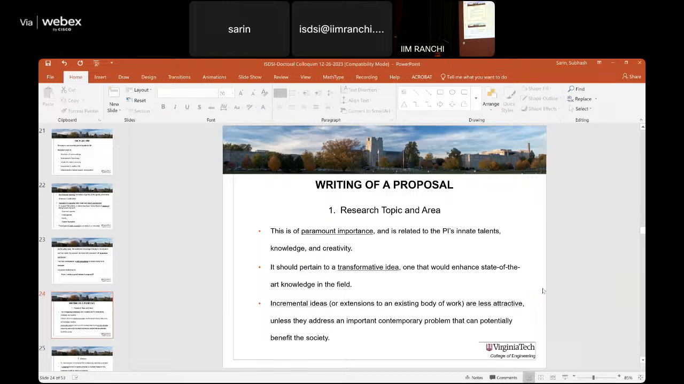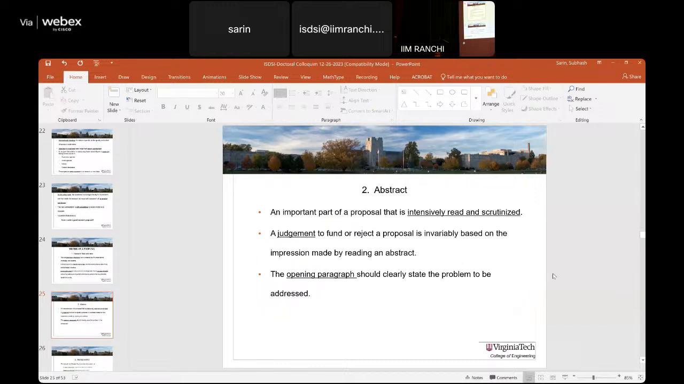So we're looking for ideas here which are transformative, which are going to generate some new ideas. For that, you also have to know what people have done in that area, but you have to propose something which is new, different, and transformative in nature.